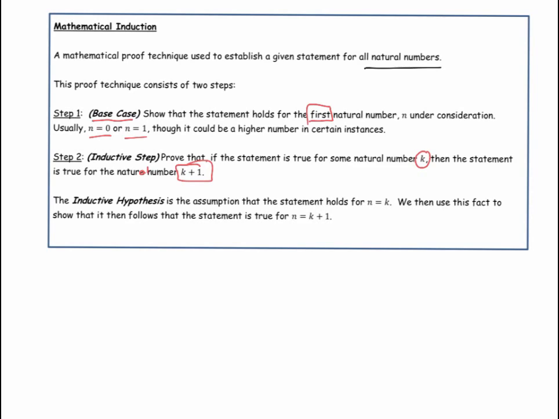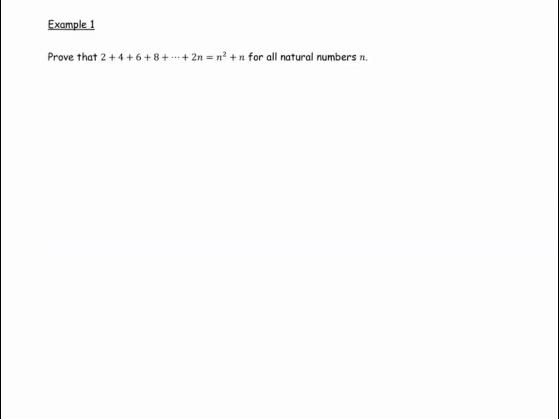Okay, so let's look at how this proof will be used. So here's a statement that we want to show is true for all natural numbers. Now, the first way I'm going to do it is I'm going to prove it directly using Gauss's method, which we've come across. Using Gauss's method, the way we would prove this, so this is not an inductive proof here, we've seen that we can establish the sum to be 2 plus 4 plus 6 plus 8 all the way up to 2n.